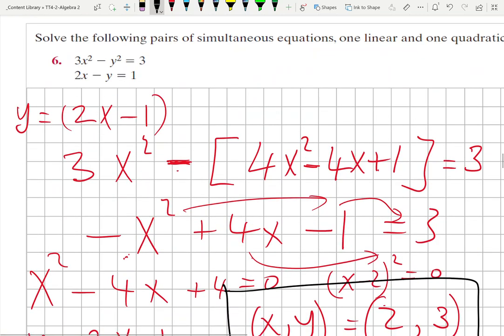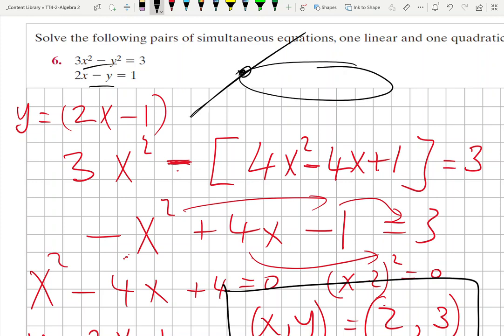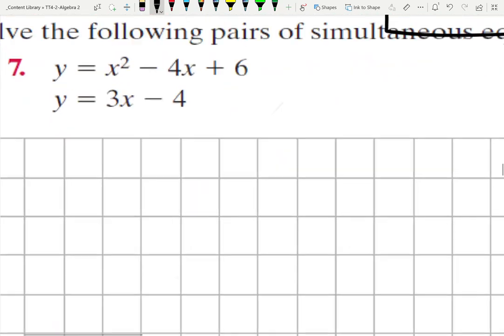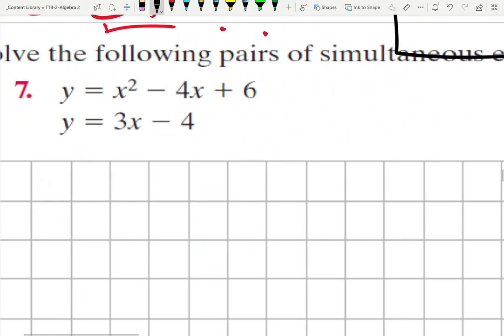Okay, this is an ellipse, some sort of a positive slope, like that. Okay, well this is already set up for substitution.